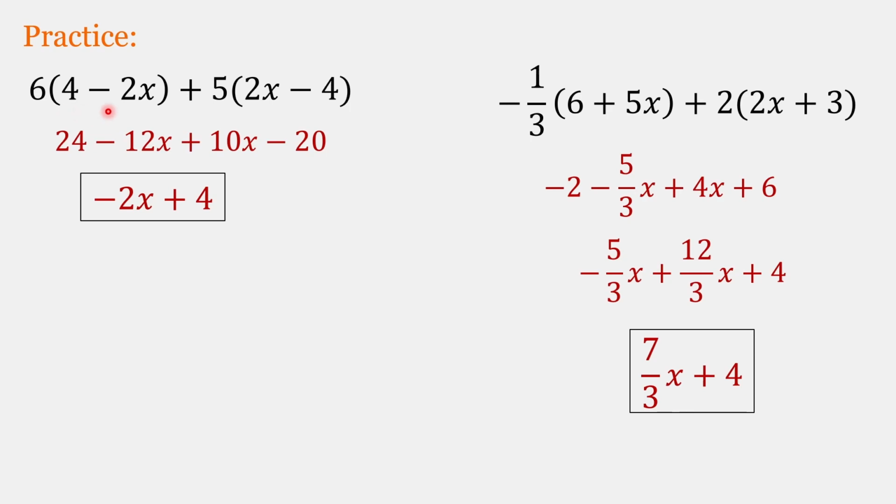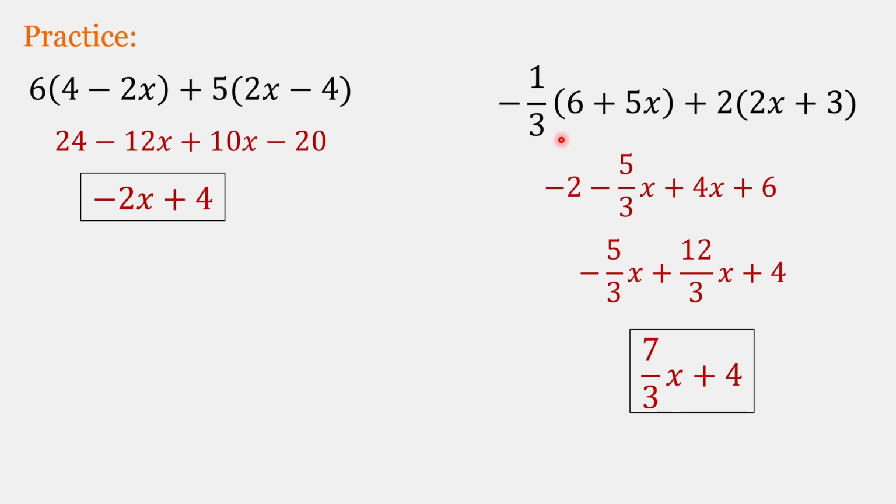Again, we will multiply from left to right first. So we're going to multiply 6 times the quantity 4 minus 2x. It's going to give us 24 minus 12x. And then we will multiply 5 times the quantity 2x minus 4. And that gives us 10x minus 20. Now the next step is to add and subtract by combining like terms. So 24 minus 20, well that's 4. And then negative 12x plus 10x is negative 2x.